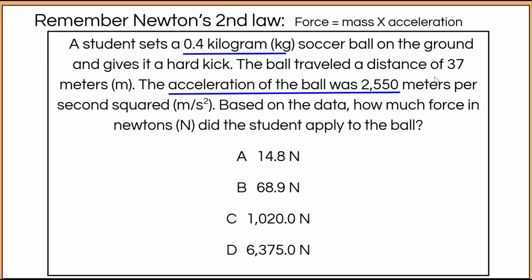Just going to use a calculator and multiply those together. So mass times acceleration, in this case, 0.4 times 2,550. The number is going to be 1,020. And then my units of force are going to be newtons. So 1,020 newtons of force.